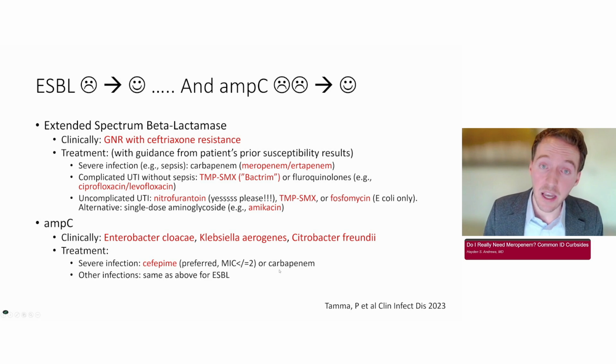And then same as ESBL though, this is a beta lactamase. So all your other normal fluoroquinolones, Bactrim, your non-beta lactams, treat just like normal, okay? So AMP-C is inducible resistance, while ESBL is always on, and it's based on ceftriaxone resistance.